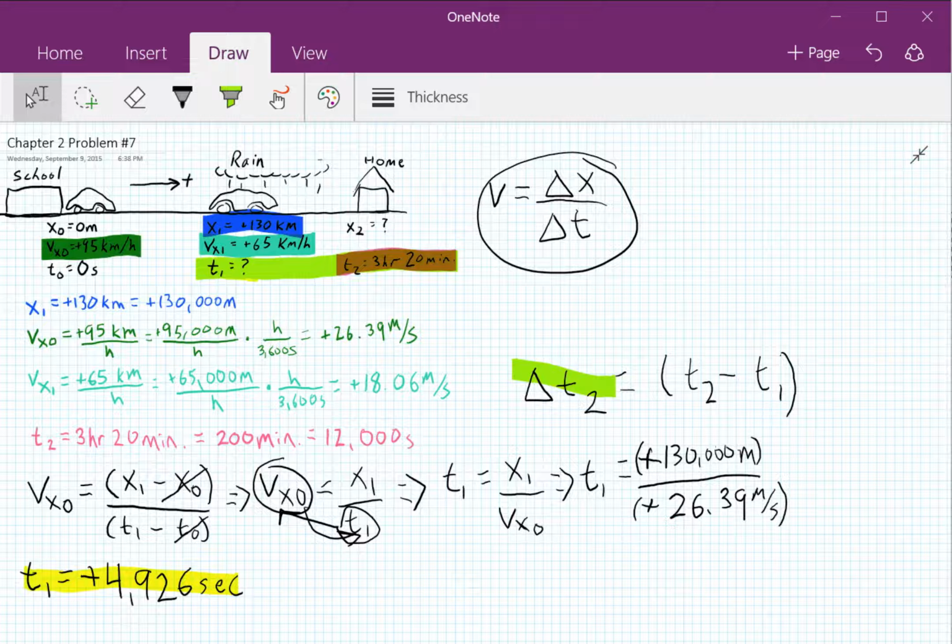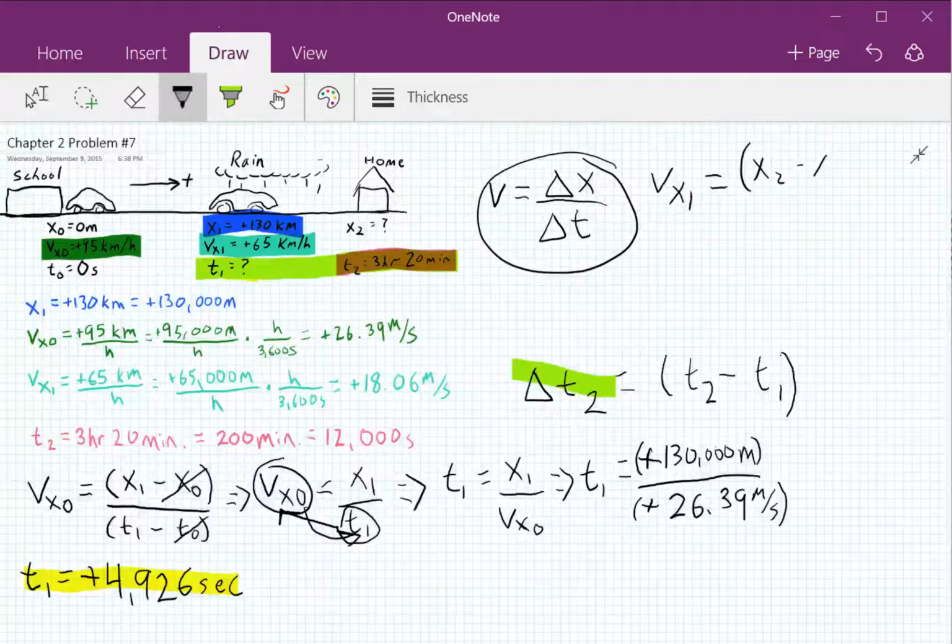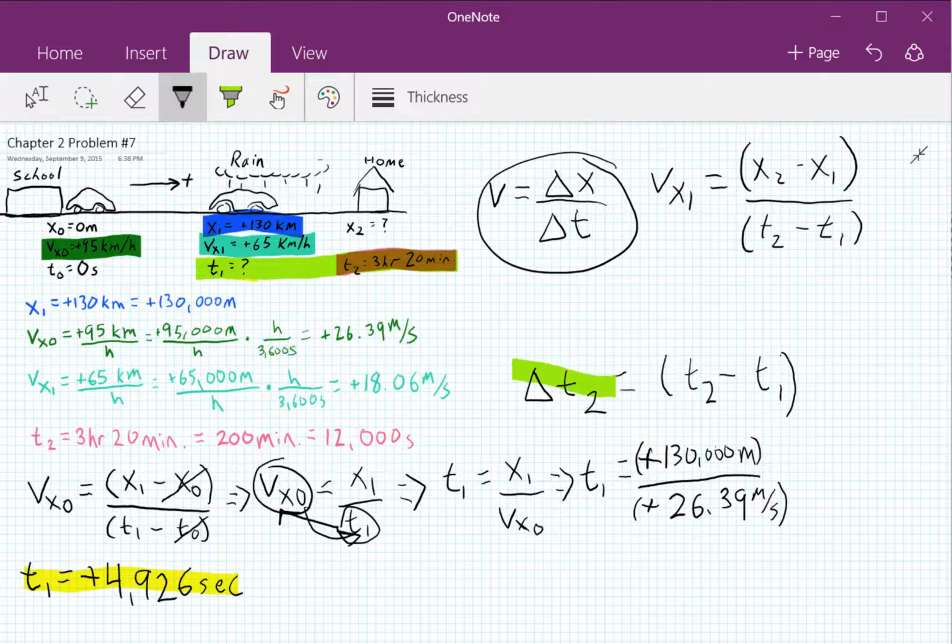So we will have the velocity be vx1, and we're still talking about change in position over change in time, but the position this time is x2 minus x1 over, and the time is t2 minus t1. Plug the, oh, I'm sorry, you have to isolate it.